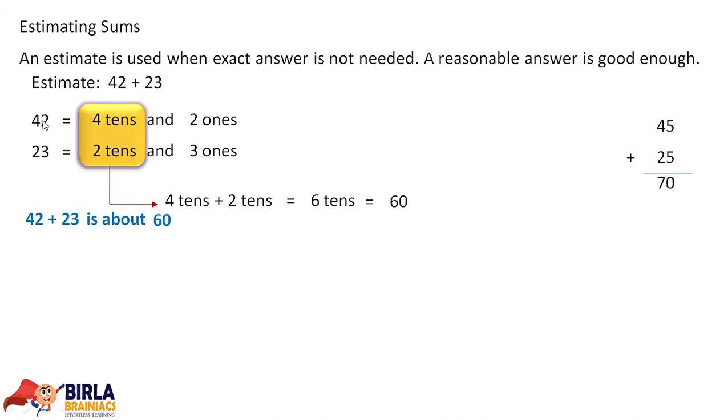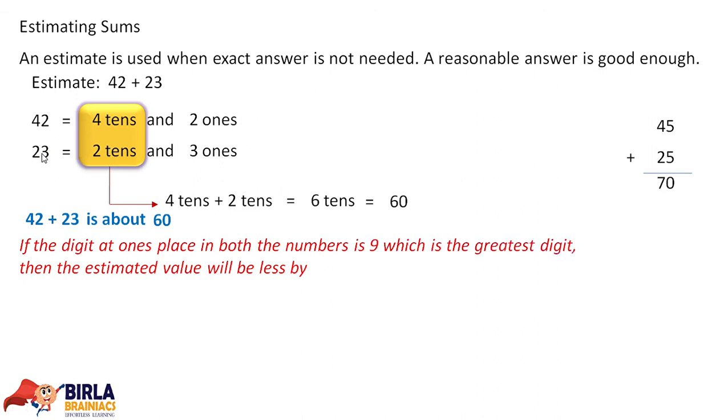Okay, now, so what we do, we consider the largest number. The largest number in the ones digit is 9. Yes or no? If the digit at the ones place in both the numbers is 9, which is the greatest digit, then the estimated value will be less by how much? Let us add 49 and 29. If you add up, you will get 78. Okay, now 60 is the lower value and 78 is the higher value.